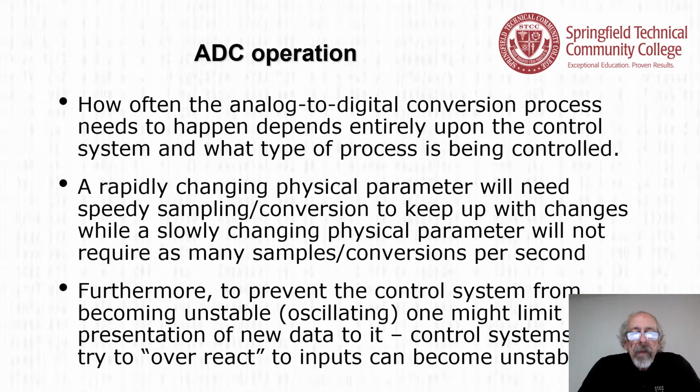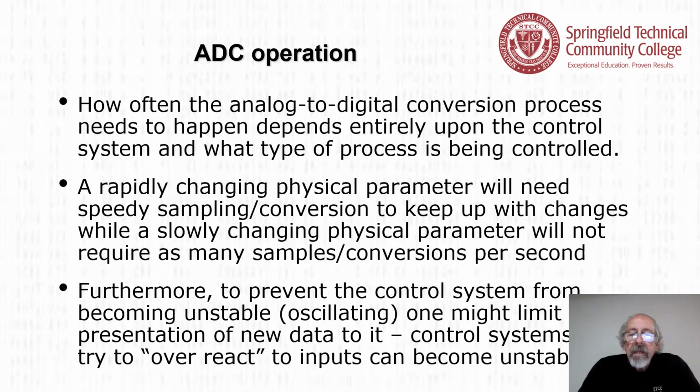So, how do analog to digital converters work? Well, how often the A to D conversion process needs to happen depends entirely upon the control system and what type of process is being controlled. There are different types of A to D converters, and which one you use depends upon how fast the thing has to do the conversions. A rapidly changing physical parameter will need speedy sampling conversion to keep up with changes, while a slowly changing physical parameter will not require as many samples or conversions per second.